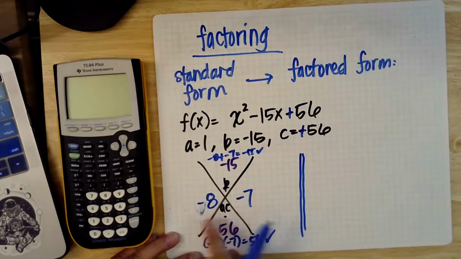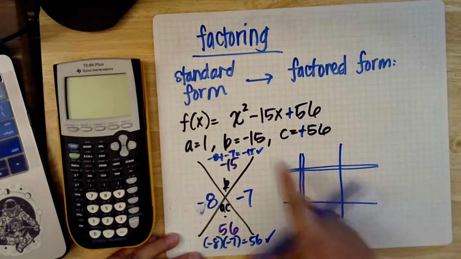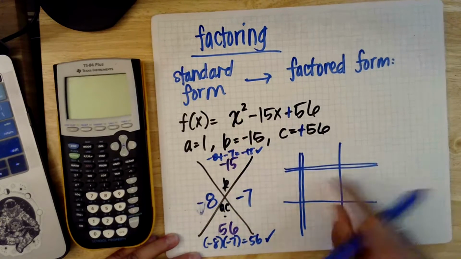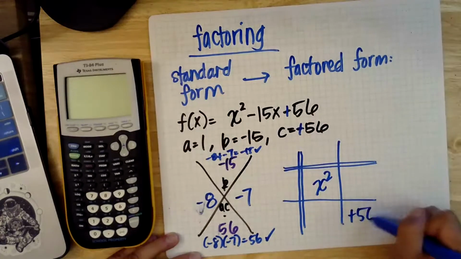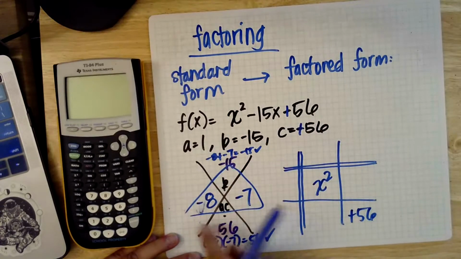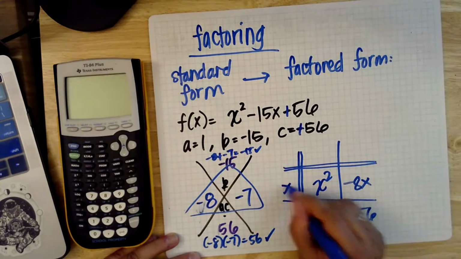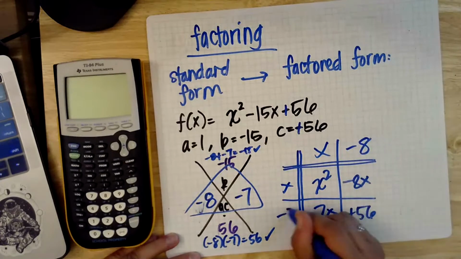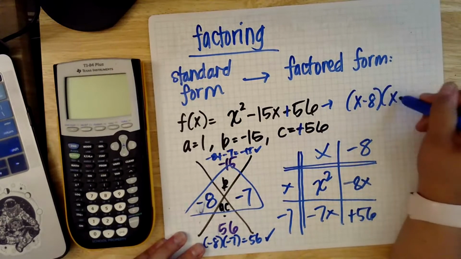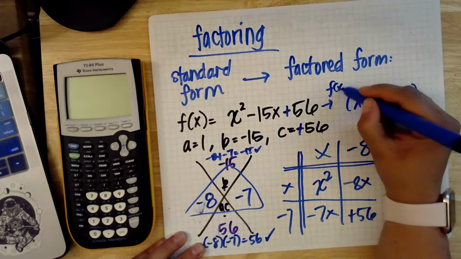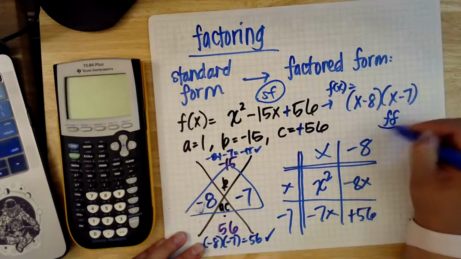Please don't stop here. You must showcase the backwards box because it allows you to validate your work. So this guy right here goes right here, x squared. This guy right here, plus 56, goes there. Remember that these guys have the variable of b, so negative 8x, negative 7x. When I factor it, I get the following. So this turns to x minus 8 and x minus 7. So I went from standard form to factored form.